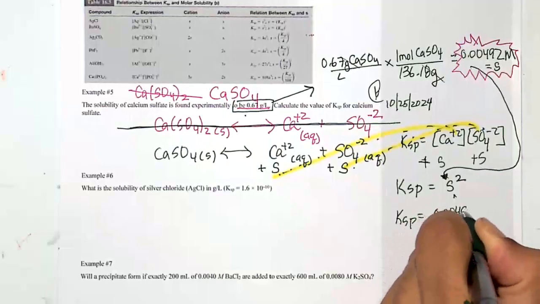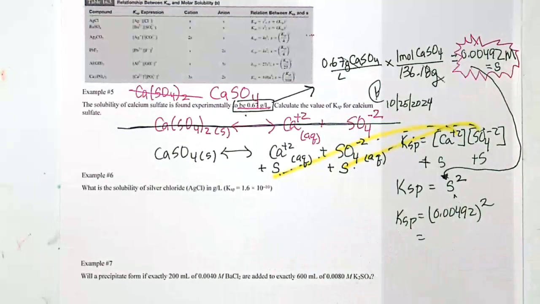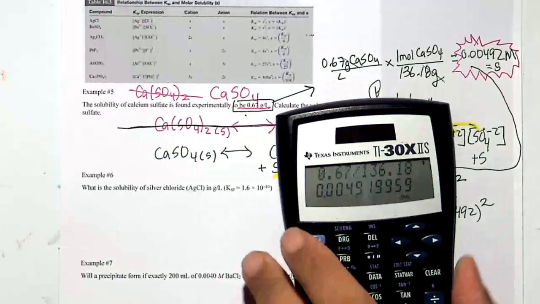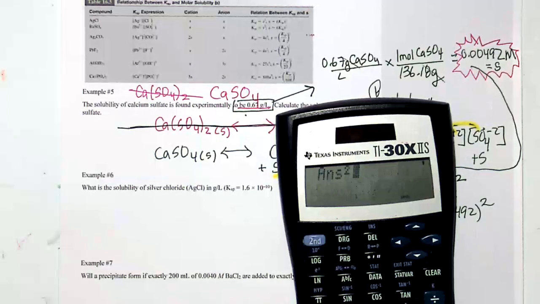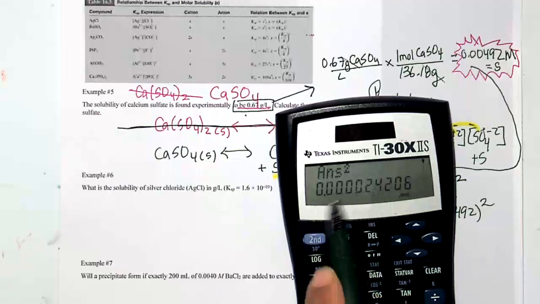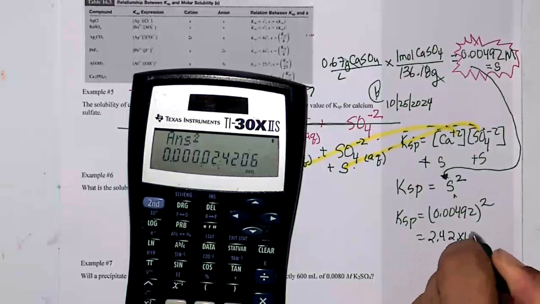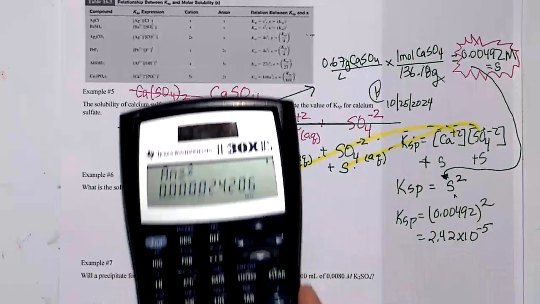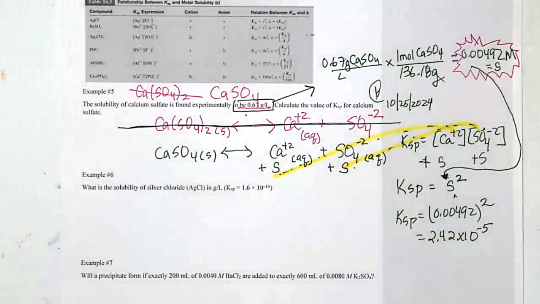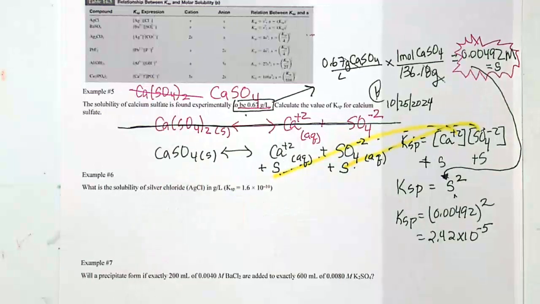KSP is equal to 0.00492 squared, and what do you guys get when you do that on your calculator? 2.4 times 10 to the minus 5, so 2.42 times 10 to the minus 5. Okay, so that is the KSP for calcium sulfate.